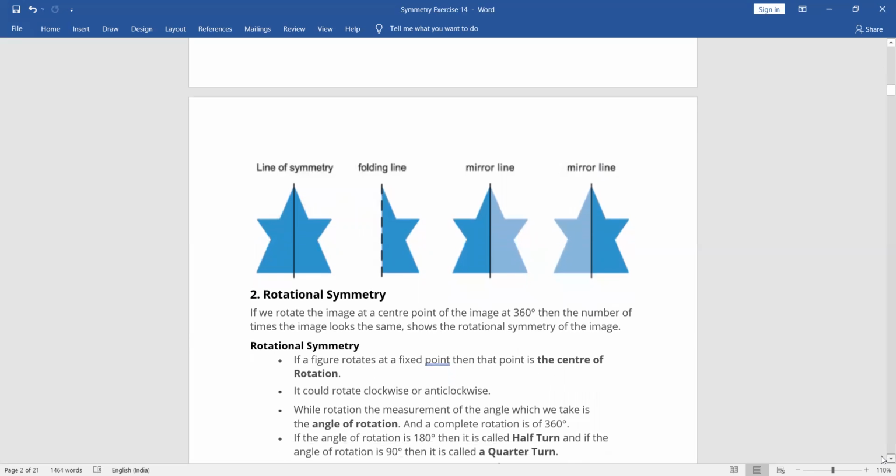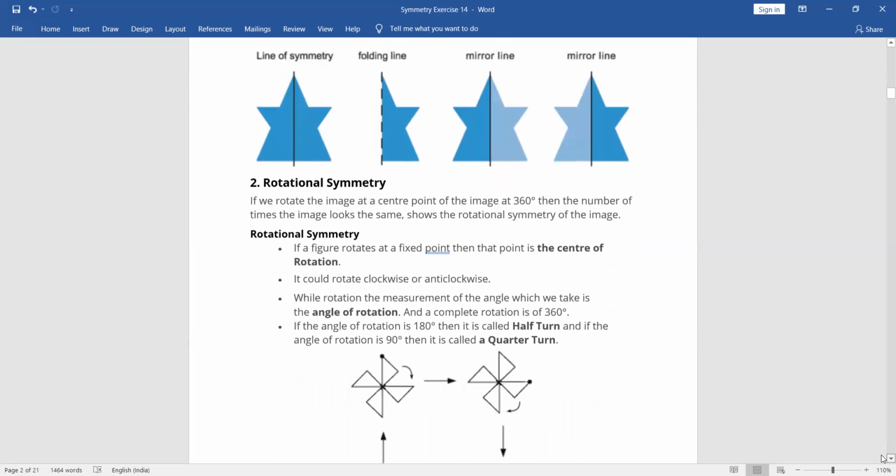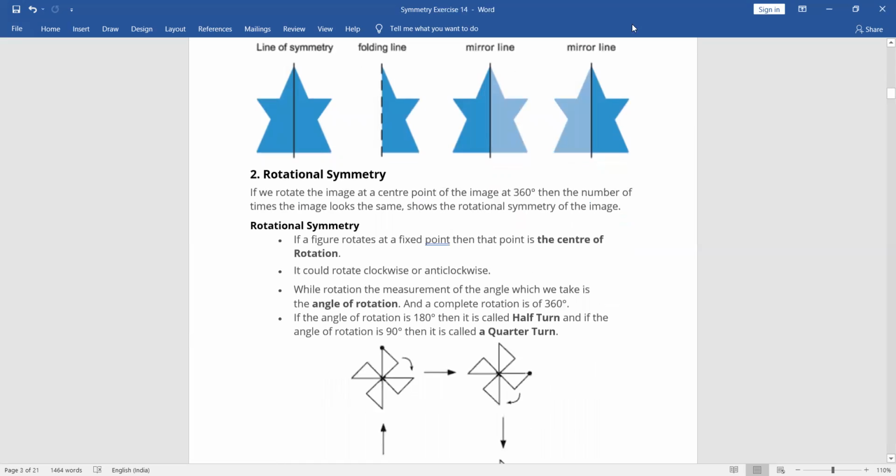Now, another type of symmetry is rotational symmetry. As the name says, rotational means we are rotating the figure. When we rotate the image at the center point, we select the center and rotate it through the complete angle of 360 degrees. For example, from a fixed point we start, we rotate it and come to that fixed point again, that is known as rotational symmetry.